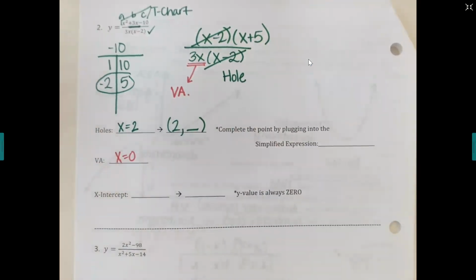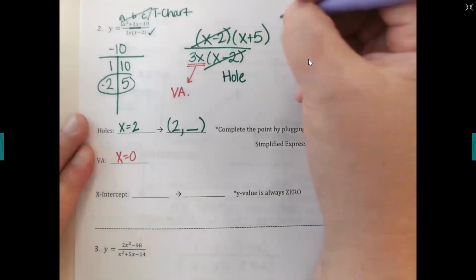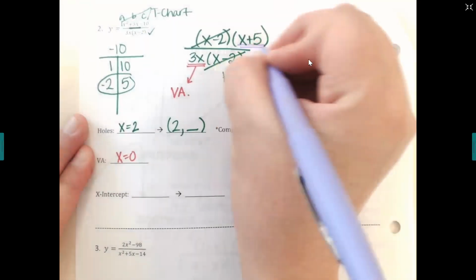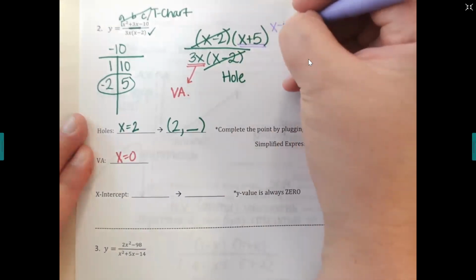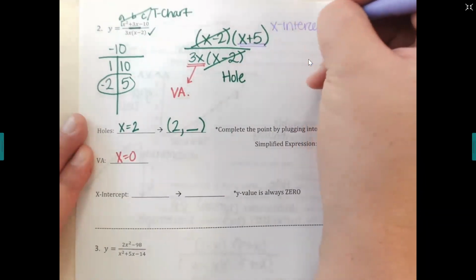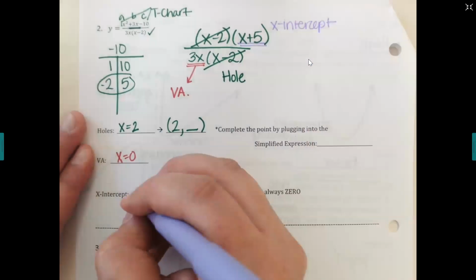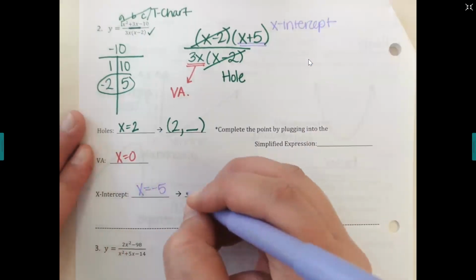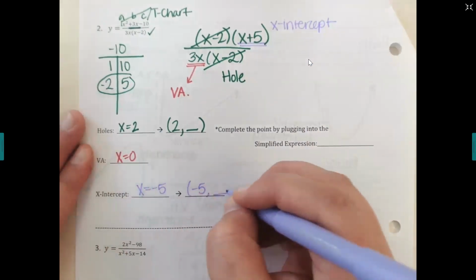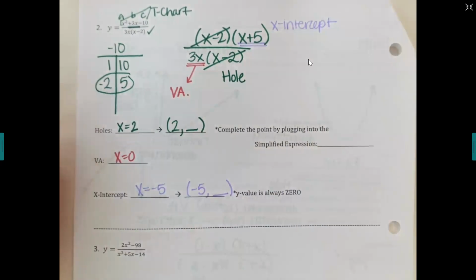Okay, then last one is going to be any x's left on the top. Those create x-intercepts. And if I have an x plus 5, where will the x-intercept be? -5. But I have to write that one as an ordered pair. But because it's an x-intercept, I already know the y value. What is it? 0.